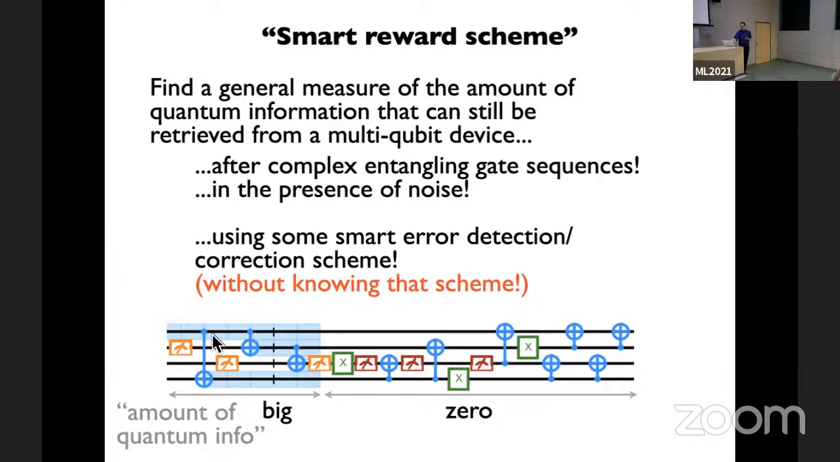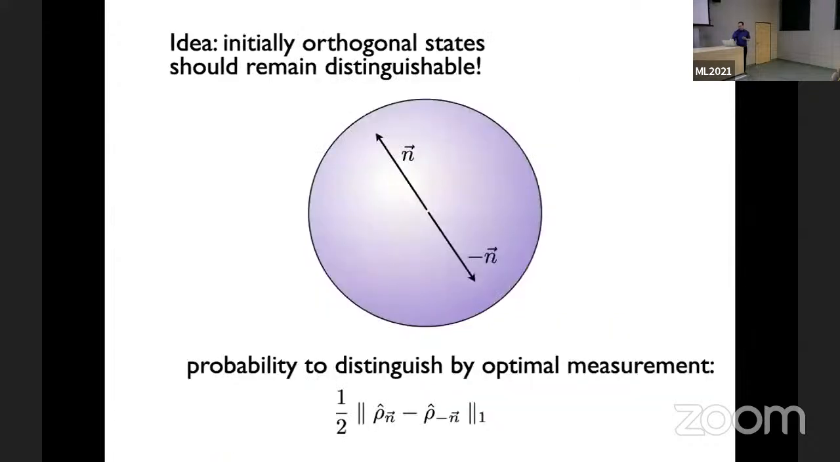So anyway, it would be good to have such a measure in order to treat situations such as this, where say here is a bad measurement that collapses everything. Previously, apparently the amount of quantum information, however we define it in the end, was large. And after this collapsing measurement, it's really bad. And so the idea we came up with is the following. We start, say, with a superposition state.